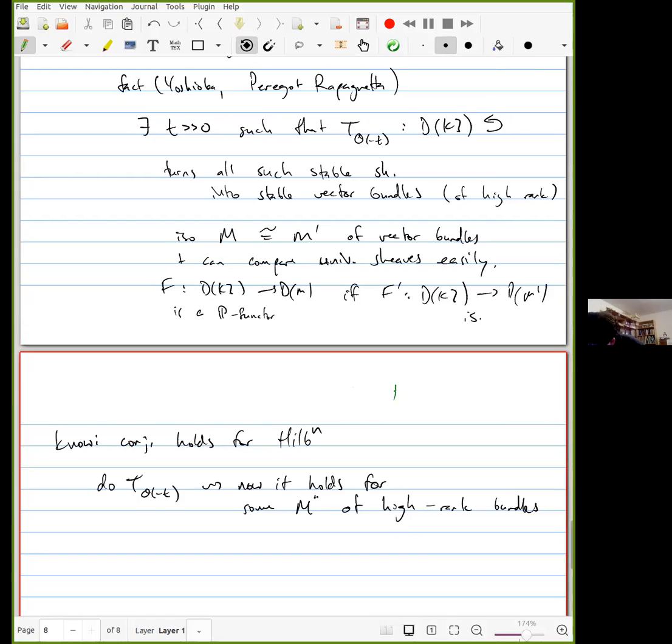If I have some sheaf G in my first family, and now for some big T, G twisted by T will be generated by global sections. So you'll get a surjection like that. And then you'll take the kernel. And because G was torsion free, this kernel is reflexive and you're on a smooth surface, so it's a vector bundle.